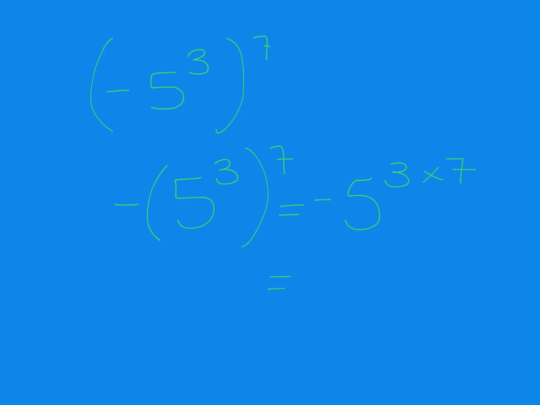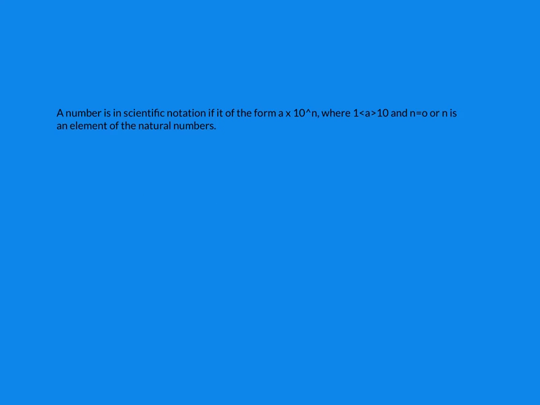Let's see what happens if we have some negative numbers. So if I had minus 5 all to the power of 3, all to the power of 7. Let's see what happens. Well, we actually forget about the minus sign and we take that out of the brackets and we treat it just with the 2 powers. And then it becomes like any other sum. Minus 5 all to the power of 3 multiplied by 7, which gives me minus 5 all to the power of 21.